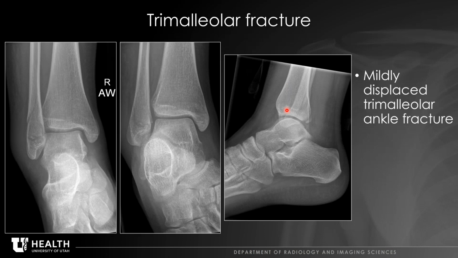And then here we have a trimalleolar fracture. A trimalleolar fracture is a fracture of the medial malleolus, the lateral malleolus, and the posterior malleolus. So the tibia has the medial malleolus here, and this is the fracture there. We're seeing it here. The distal tibia also has the posterior malleolus, which we see on the lateral view, right here. And this is this little fracture fragment here.